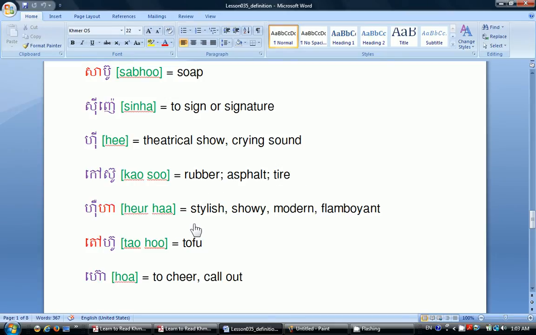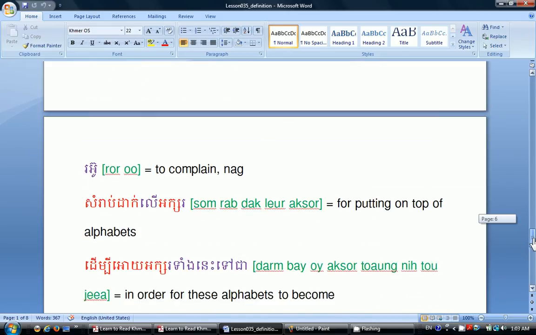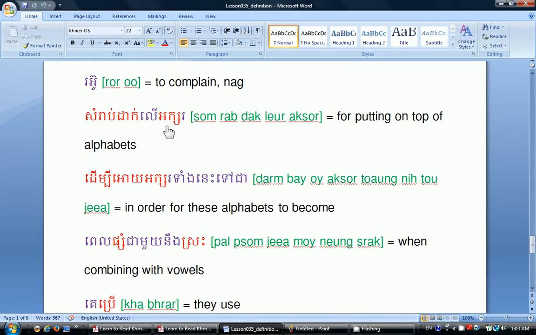Hư ha means stylish, showy, modern, or flamboyant. Tao hu means tofu. Ho means to cheer or call out. Ro'u means to complain or nag. Okay, like lesson 34, this lesson also provides instructional phrases to show how tresap is being used or should be used.